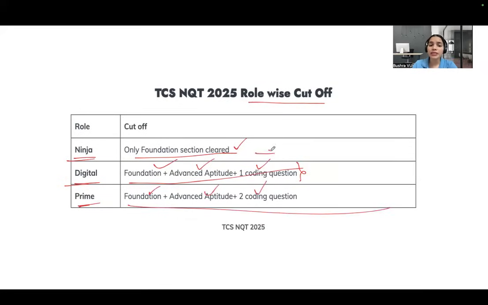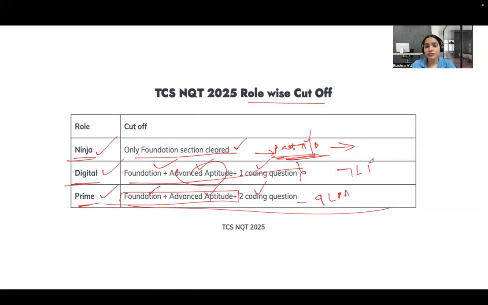Foundation only clear means the basic part A and B, specifically A, and it should be covered at a decent level. If only the foundation is clear, then you'll probably be eligible for the Ninja role. But if you have cleared that with the advanced aptitude and 1 coding question, then you will clear for the Digital role. But if you have solved both coding questions along with this, then you will qualify for the Prime role, which offers you 9 LPA. Okay, so this is what it is, and this is specifically for UG graduates.